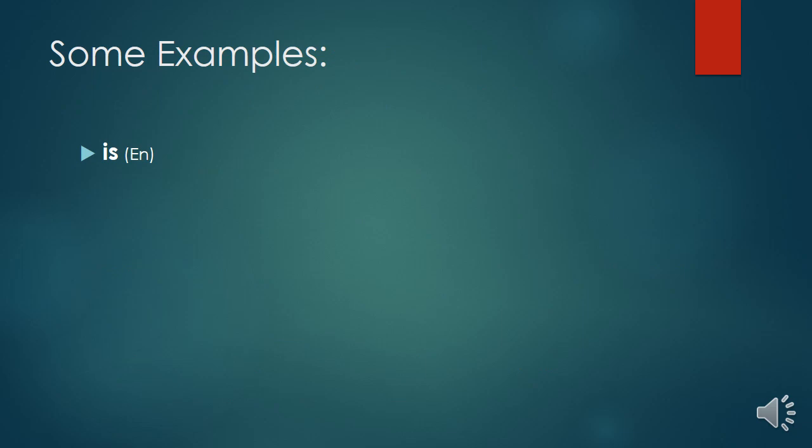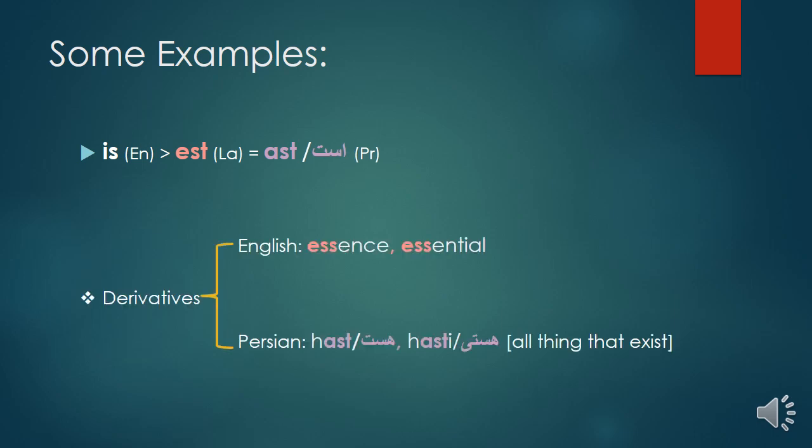As the most common verb we consider is, that is originally est in Latin, and ast in Persian. This origin esse is used in essence, essential, and ast is used in hasti and hast.